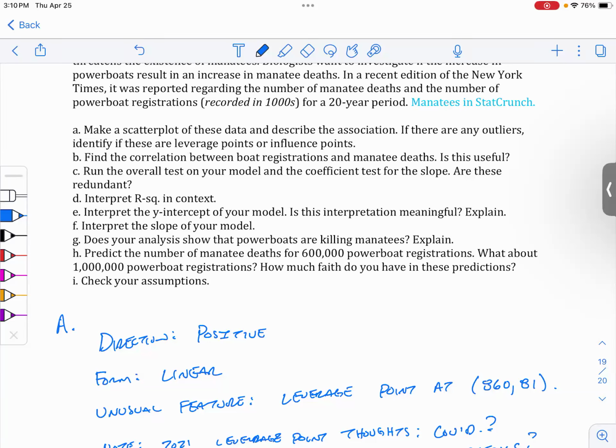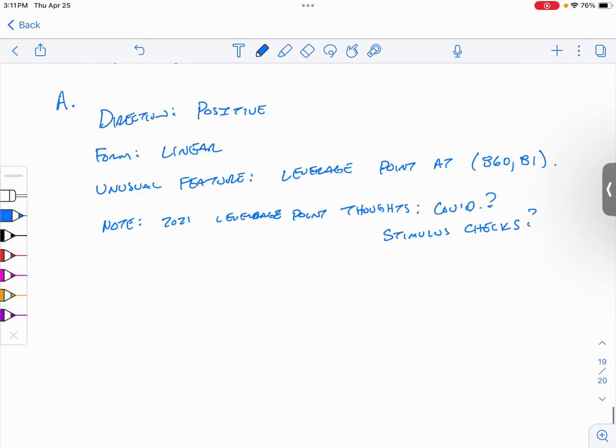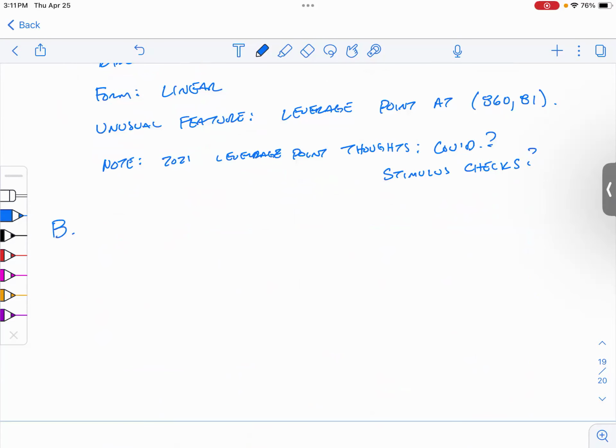All right, I want to find the correlation between boat registrations and manatee deaths. Is this useful? So that is our conditions of correlation. All right, so quantitative variables. Both number of manatee deaths and number of registered powerboats, I can take an average of those and they make sense. So that one seems okay.